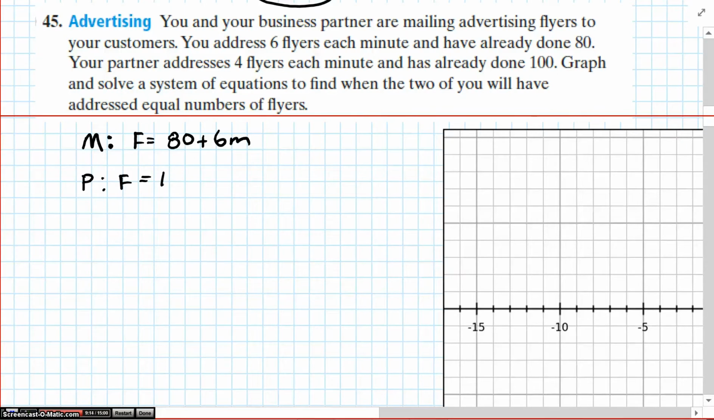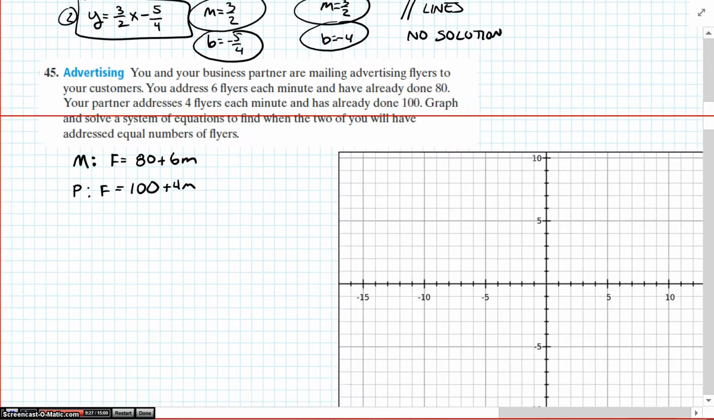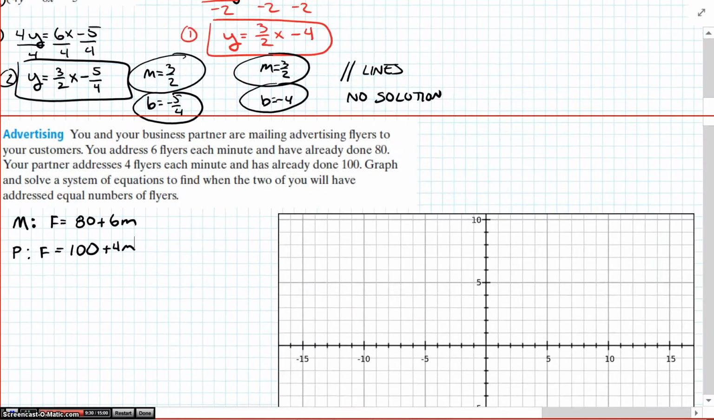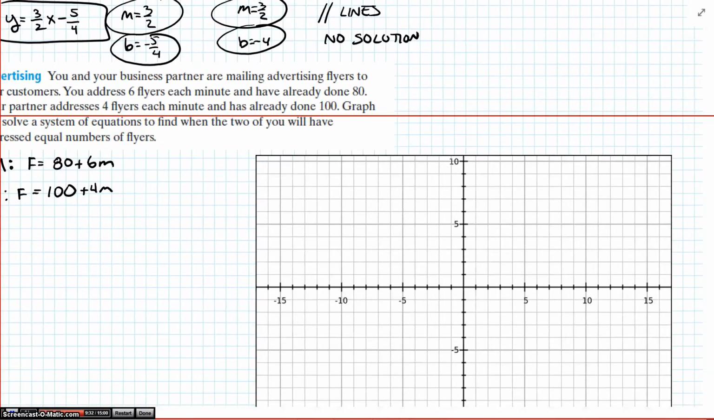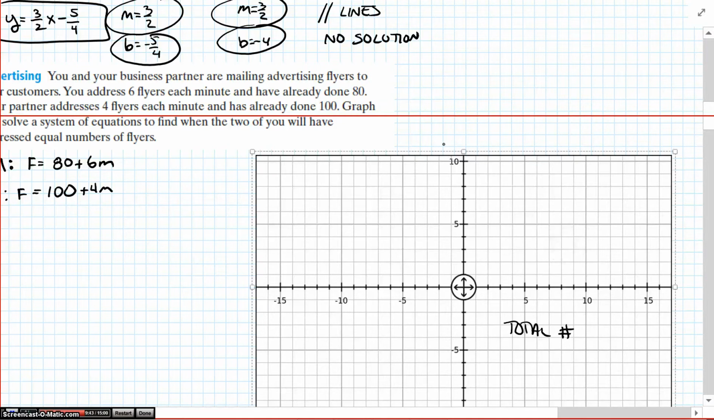Okay, my partner has done 100, and he is doing 4 per minute. Okay. So let's see how we can use this graph, because it's going to be awfully big. We're going to let the x-axis, since it goes to 15, represent total number. And we're going to let the y-axis represent minutes, okay? And each tick mark for us is going to represent 10.